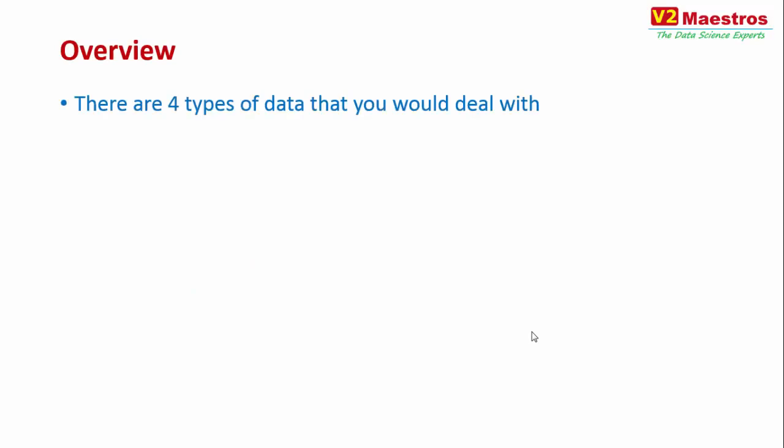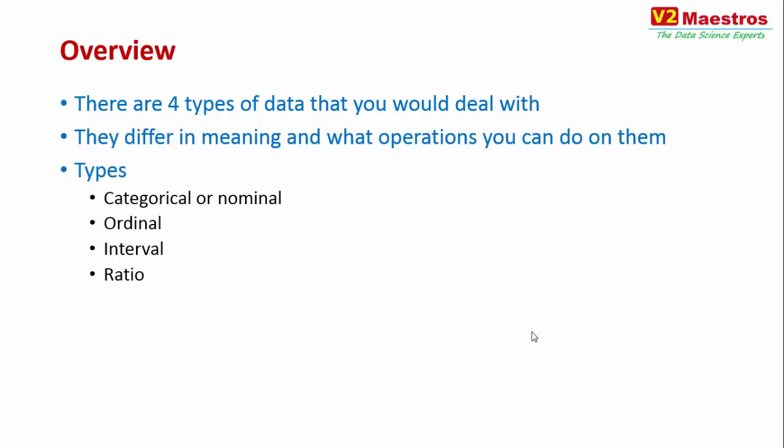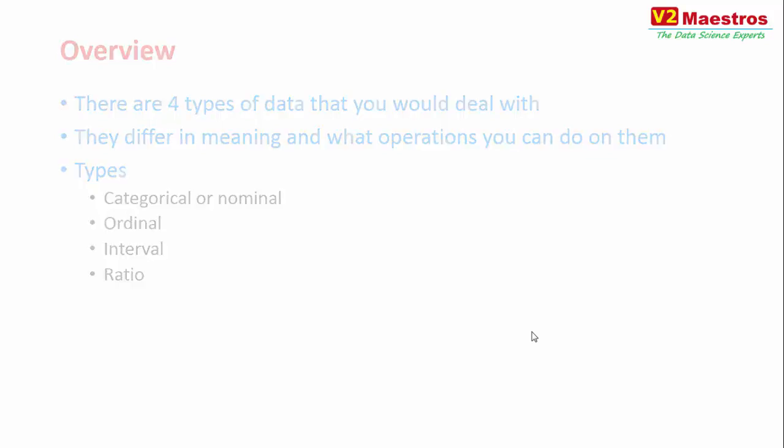So there are four types of data you typically deal with, and they differ in the meaning and the operations that you can do on them. And these four types of data are called categorical data, or nominal data, or factors. The second type is ordinal data, third is interval, and the fourth is called ratio. So what exactly are these?